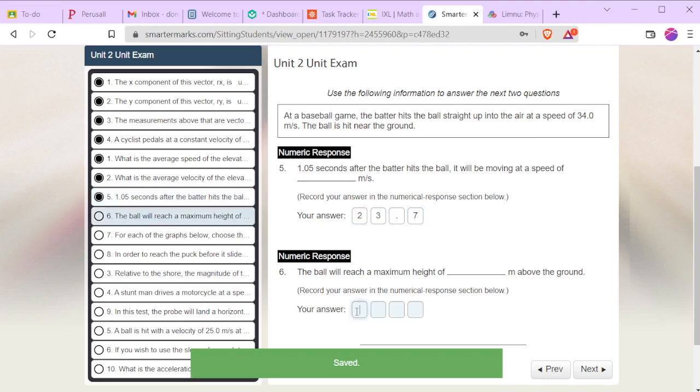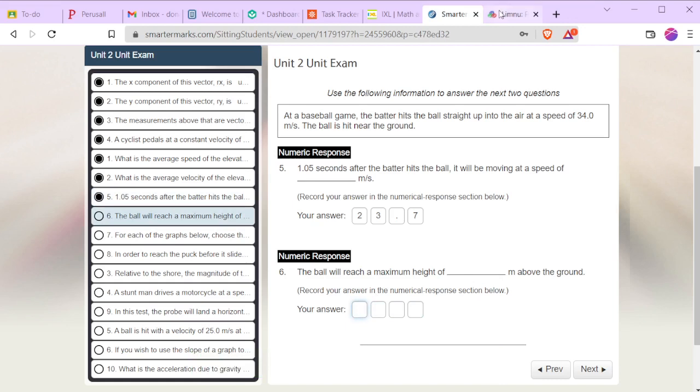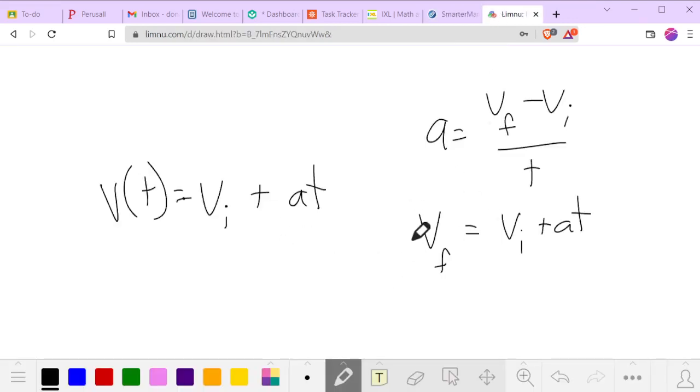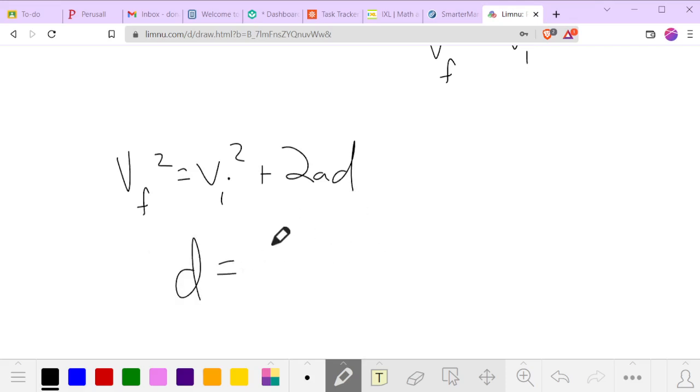So the ball will reach a maximum height of how many meters above the ground? Well, in that case, we are letting VF equal 0. And to figure out how much time, or even better, we can go VF squared equals VI squared plus 2AD. So our D, our displacement, is going to be VF squared minus VI squared all over 2A.